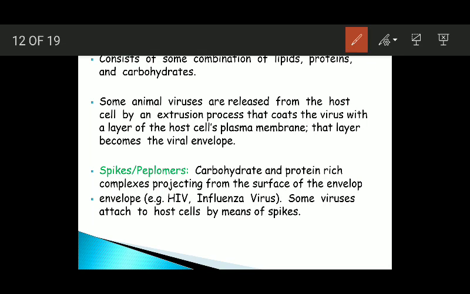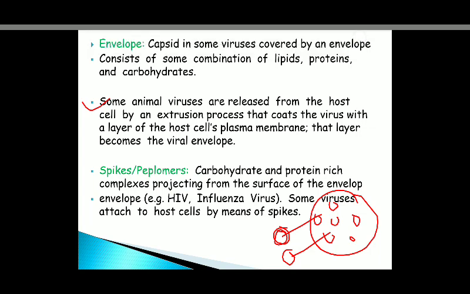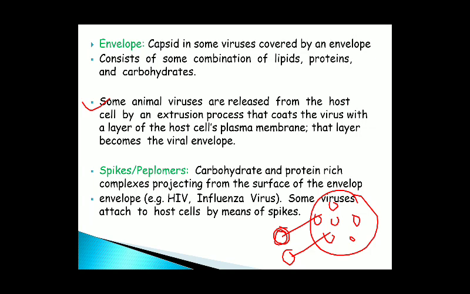And it has been found that some animal viruses, when they are released from the host cells, for example, this is an animal host cell, and it contains a number of viruses. When the viruses come out of the cell, they are encapsulated by a portion of the host cell's plasma membrane, and this plasma membrane starts functioning as the viral envelope.